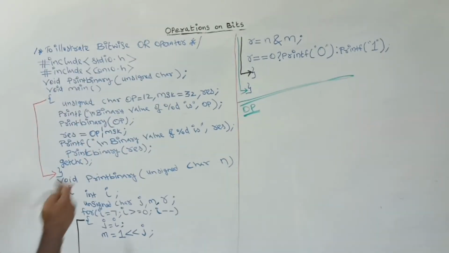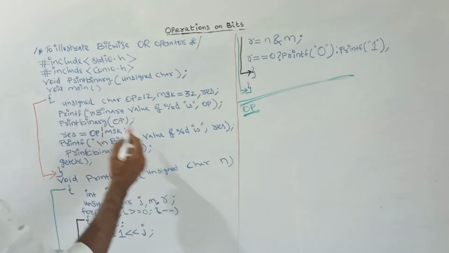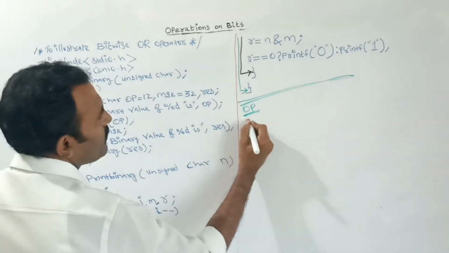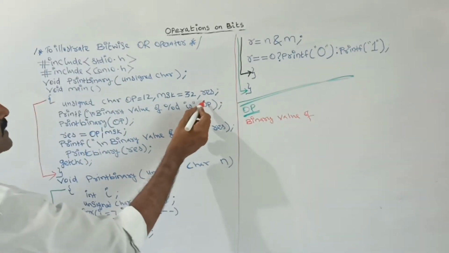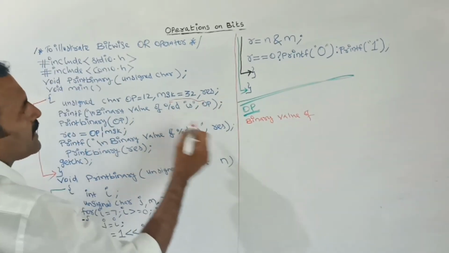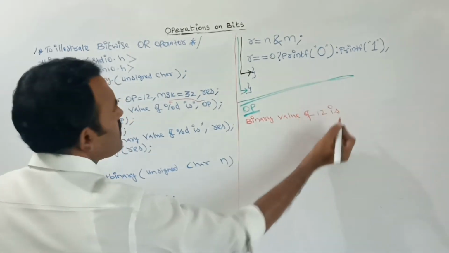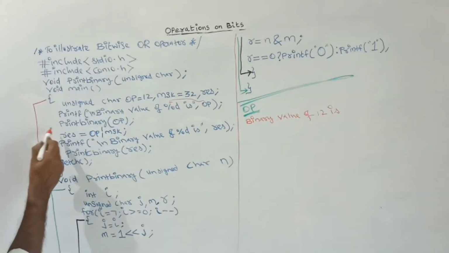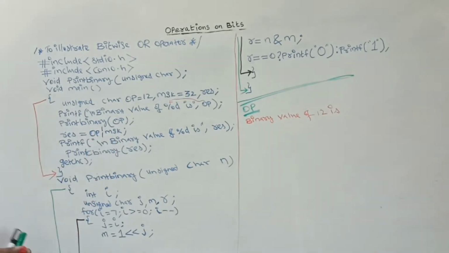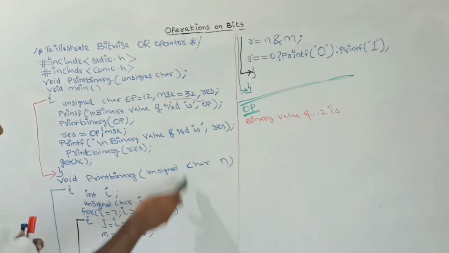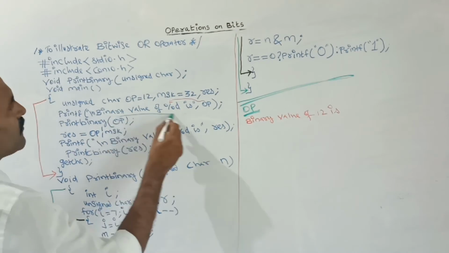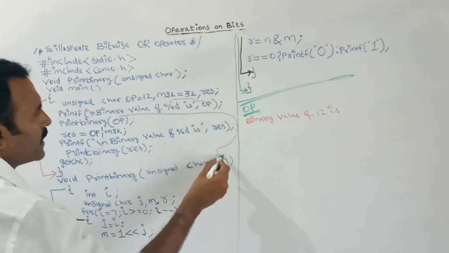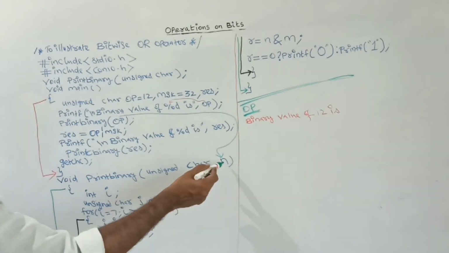See, now let us see the output here. Very first, this message will be printed, that is, binary value of the value inside this OP displayed here, 12 is. This message will be displayed in this step. Next step, I am passing this OP to the print binary function. Here this is the definition part, so the value inside this OP is passed or copied to this n. So now n also will have the value 12.